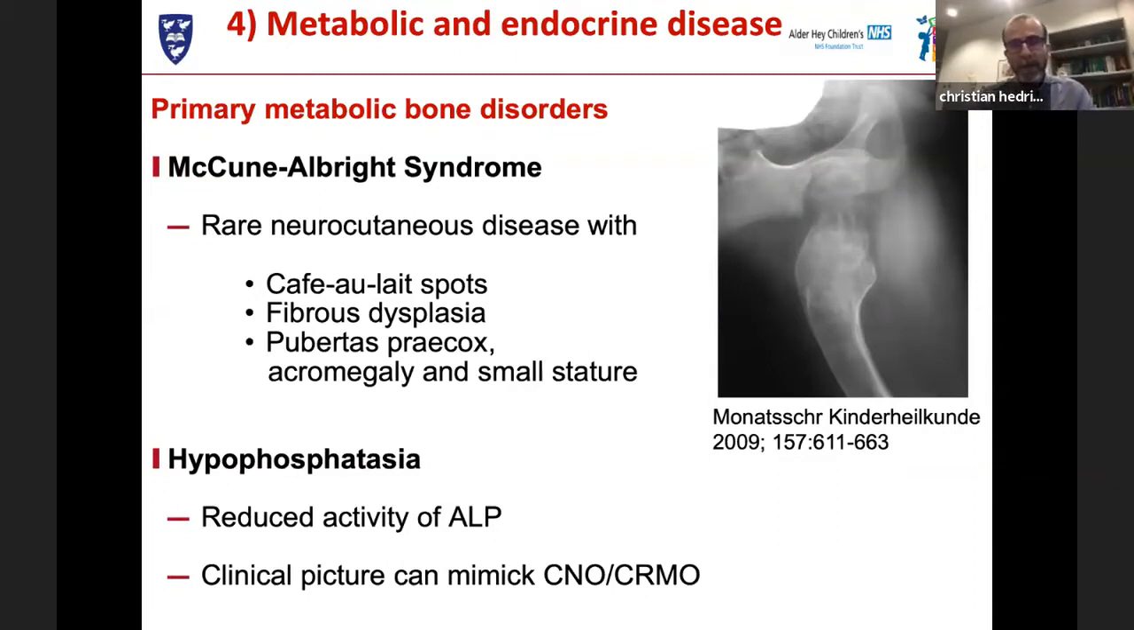McCune-Albright syndrome is a significantly less common, or even rarer, condition. It's a neurocutaneous disease that's characterized by a clinical triad consisting of café au lait spots, fibrous dysplasia, which you can see on the X-ray that can result in pain, and then pubertas praecox that can come along with acromegaly and small stature.